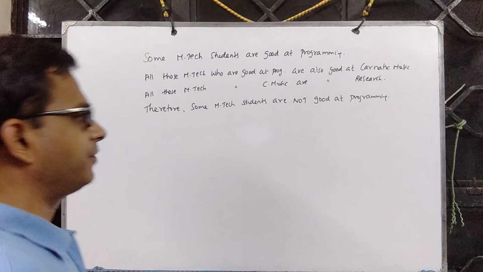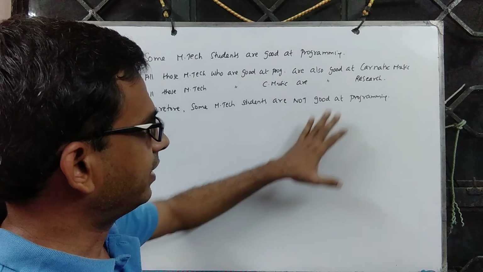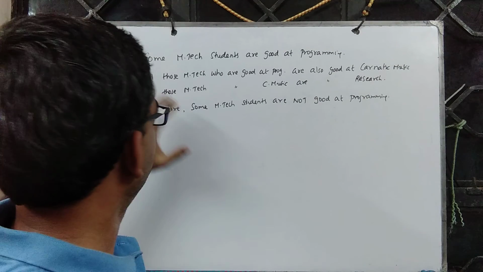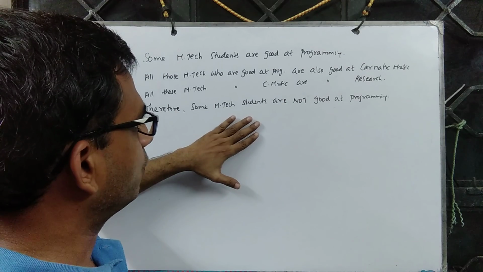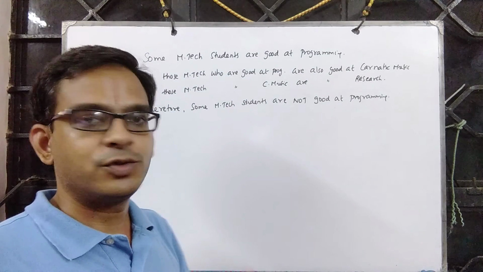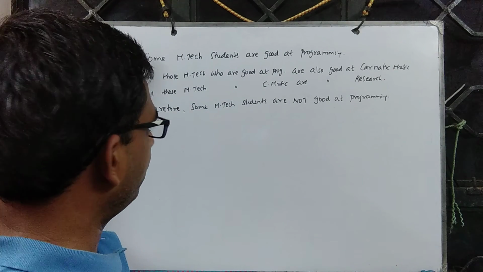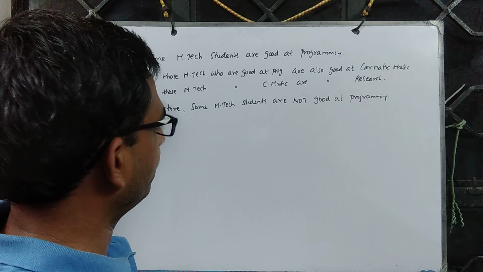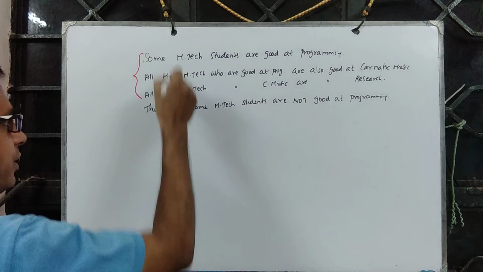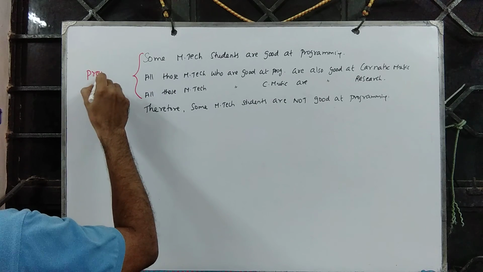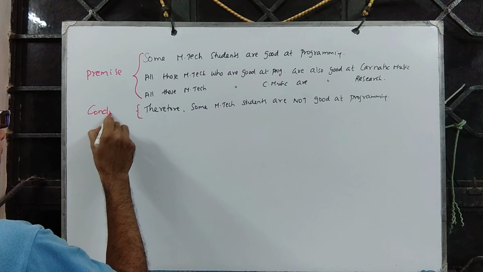We may ask for a different claim as well. Some MTech students are not good at research. From this argument, can we conclude this? The approach is this. Translate all of this into FOL, this also into FOL, and check whether this premise consisting of these three statements implies the conclusion.